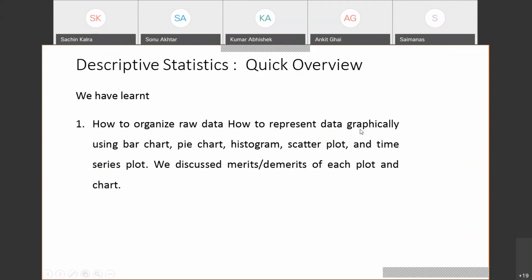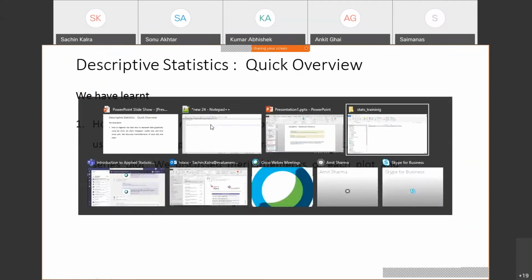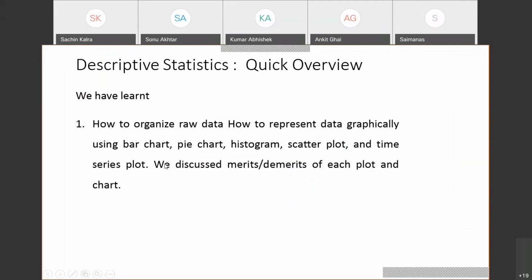Then we have learned various techniques used in a tabular and graphical manner, which are called bar chart, pie chart, histogram, scatter plot, and there's one more plot called the time series plot. I think I haven't put the example here. Anyway, I'll try to show it later in the class. And we also discussed the merits and demerits of each plot, like why and where it is used, and sometimes you have to take it with a pinch of salt.